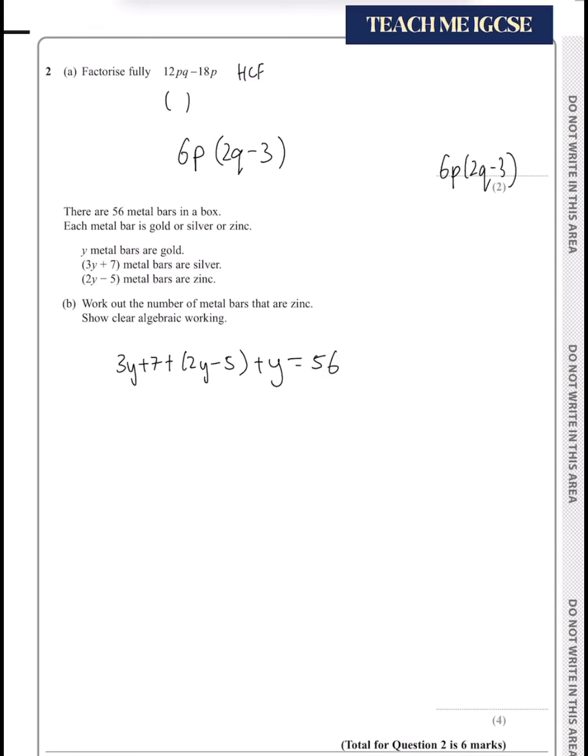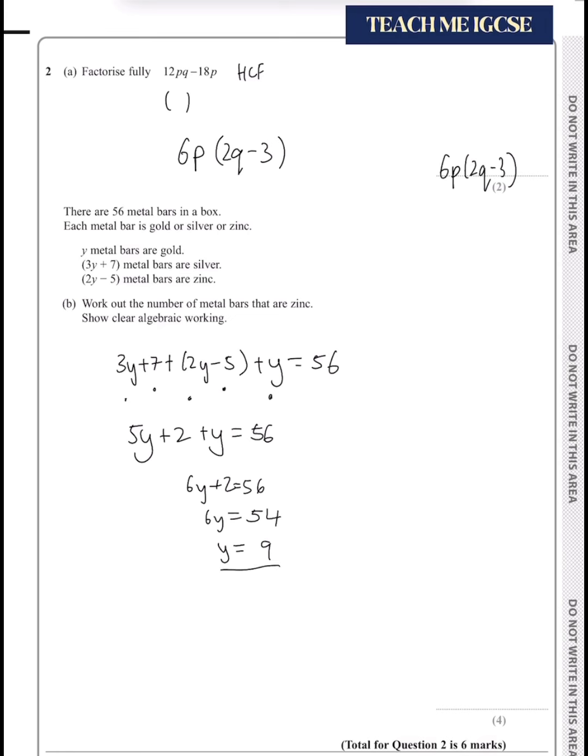And now we can expand this. 3y plus 2y is equal to 5y. 7 minus 5 is plus 2, plus y gold metal bars is equal to 56. 6y plus 2 is equal to 56. 6y is equal to 54. We move the 2 to the other side. And y is 54 over 6, which is 9. y is equal to 9.